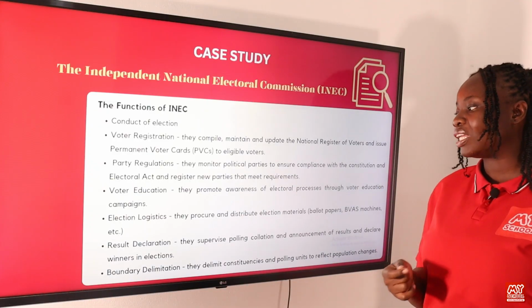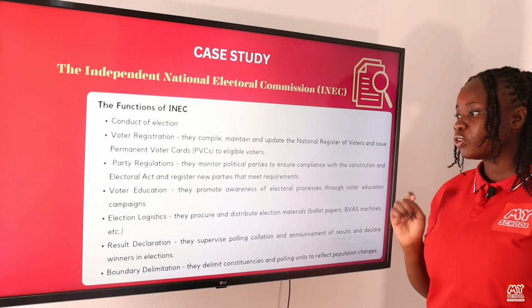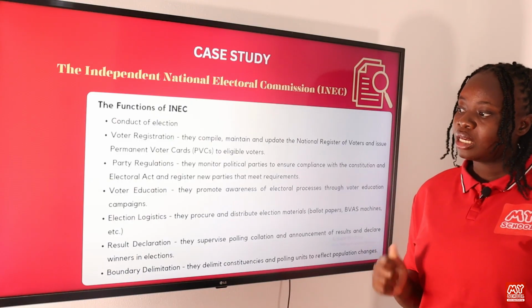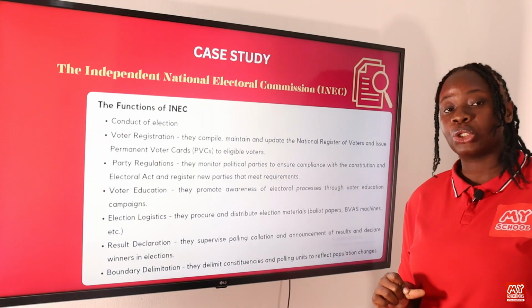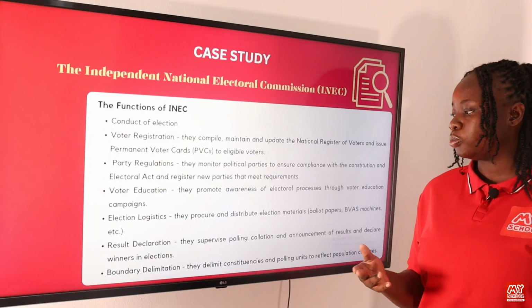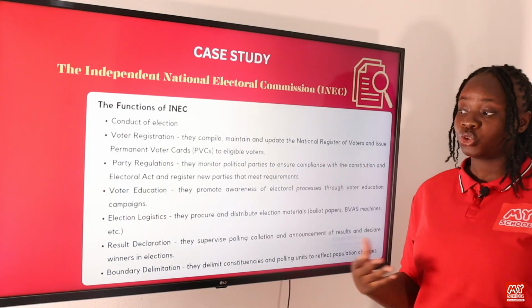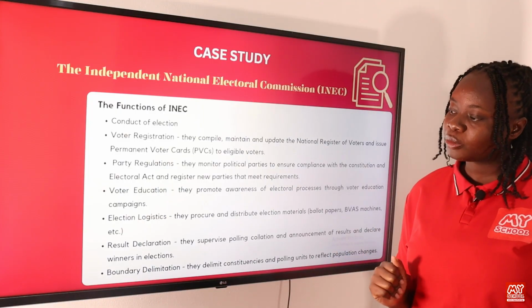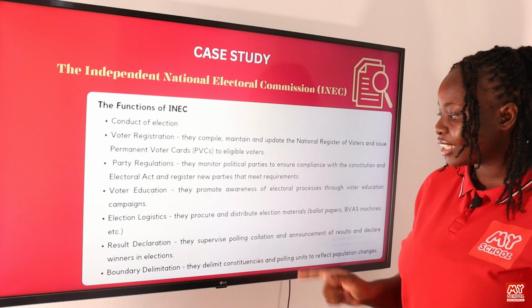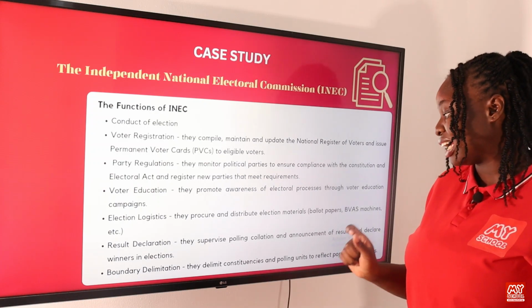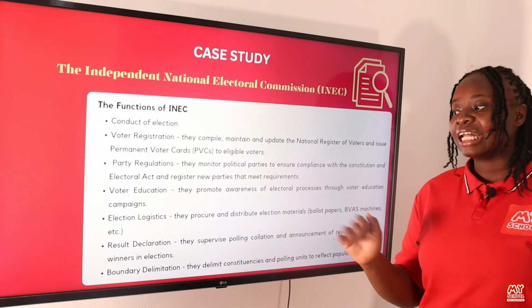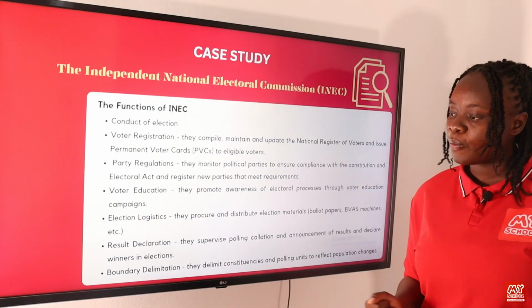That means they promote awareness of electoral processes through voter education campaigns. And they are also responsible for election logistics. They procure and distribute election materials such as ballot papers, BVAS machines, and so on. They are responsible for results declaration. That means they supervise polling, collation, and announcements of results and declare the winners in elections.